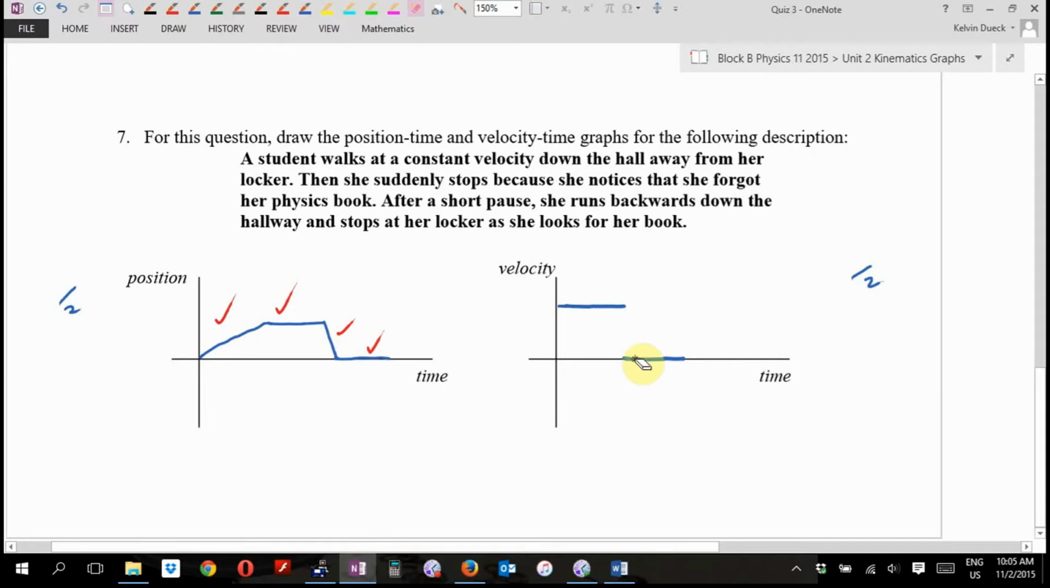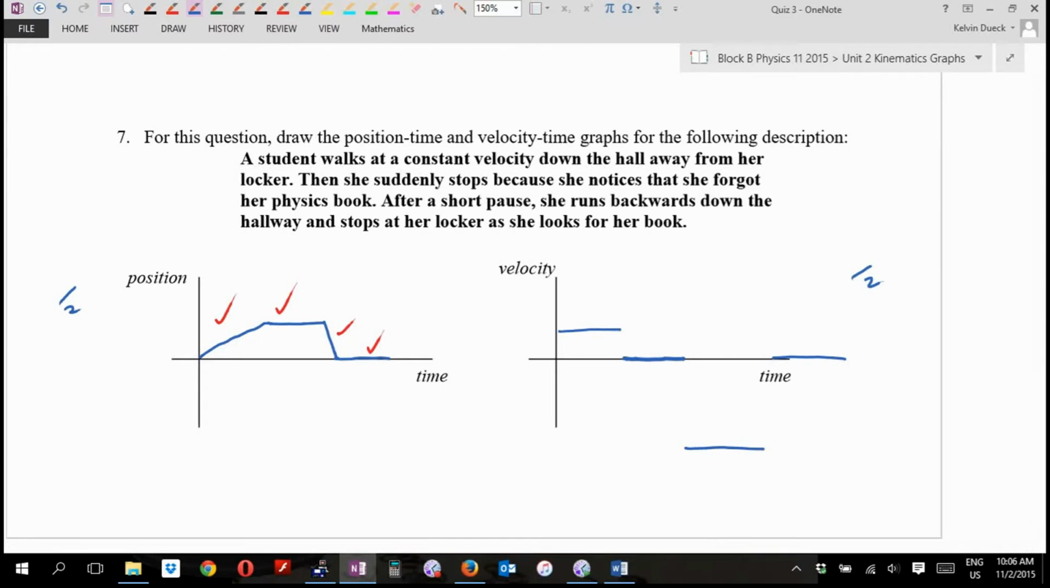After a short pause, she runs backwards. What would backwards look like? Runs, what would that look like? Further down. So I'm going to do this just to make it easier. Here's walking. There's running. Definitely, I'd be looking for a further distance. Oh, and then she stops at her locker, so she's at rest. I think we'd see something like that.